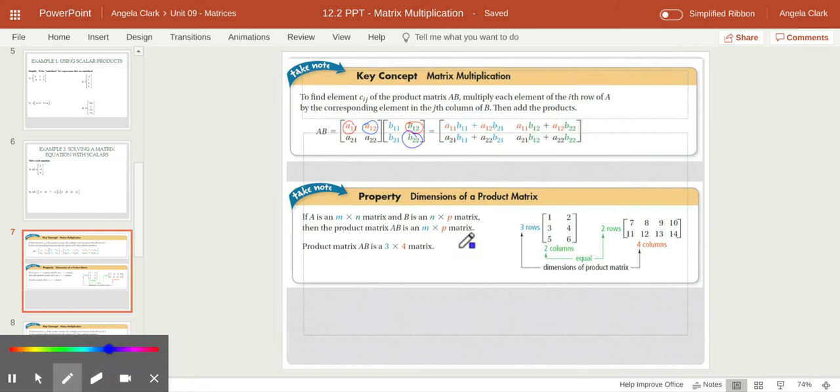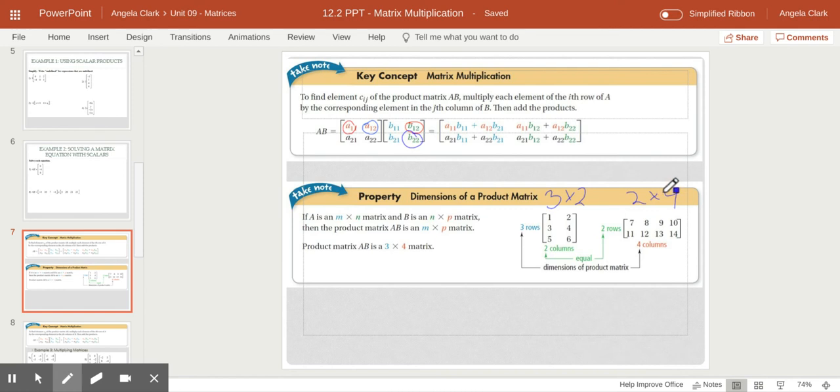Okay, so let's talk about this because this explains whether or not we can even do the multiplication. So you can't just multiply any matrix with any other matrix. There are certain things that have to be true in order for the multiplication to work. So we need to look at the dimensions of our matrices. So this is a 3 by 2 matrix, right? 3 rows, 2 columns. This is a 2 by 4 matrix, right? 2 rows, 4 columns.